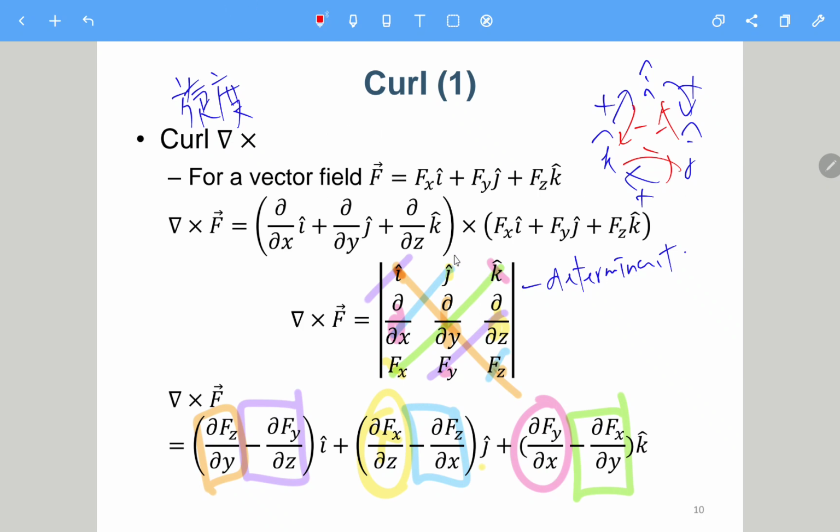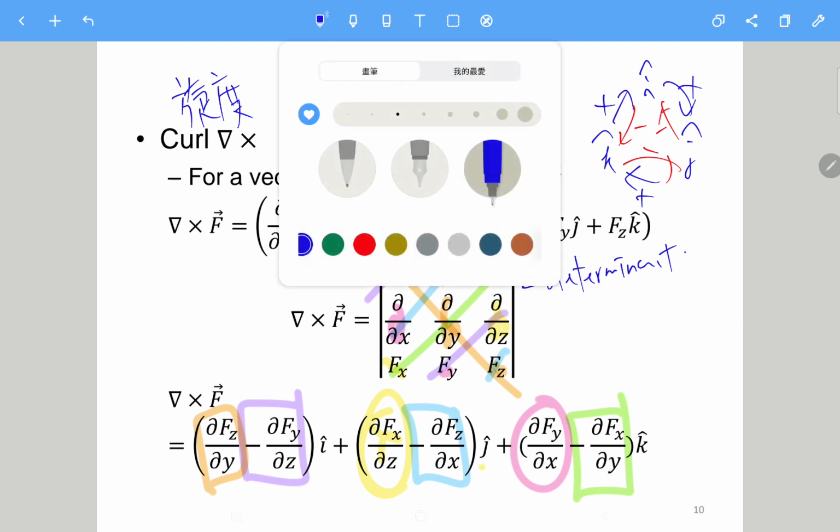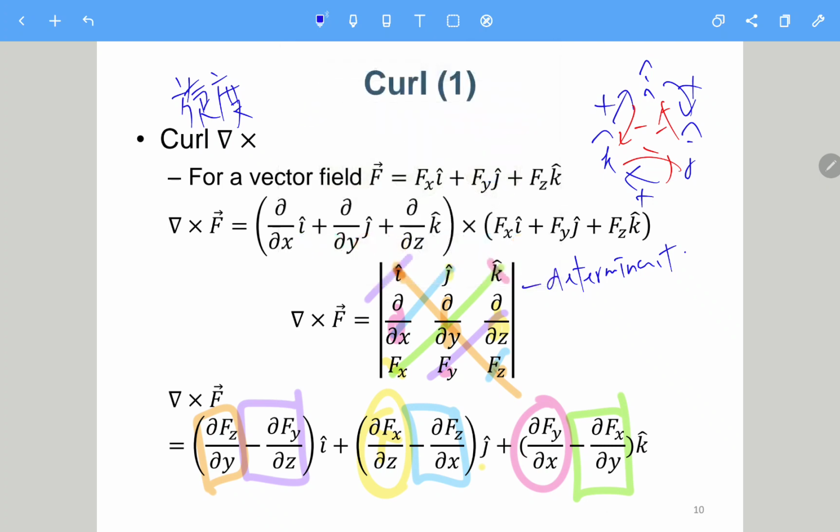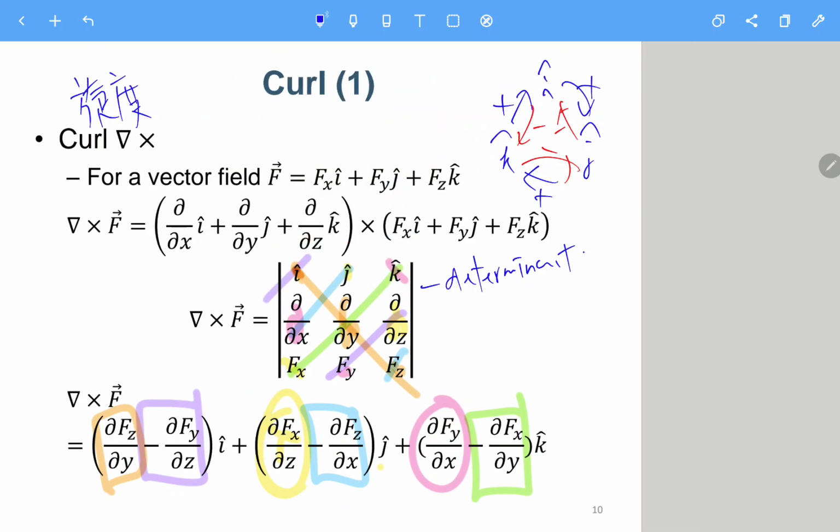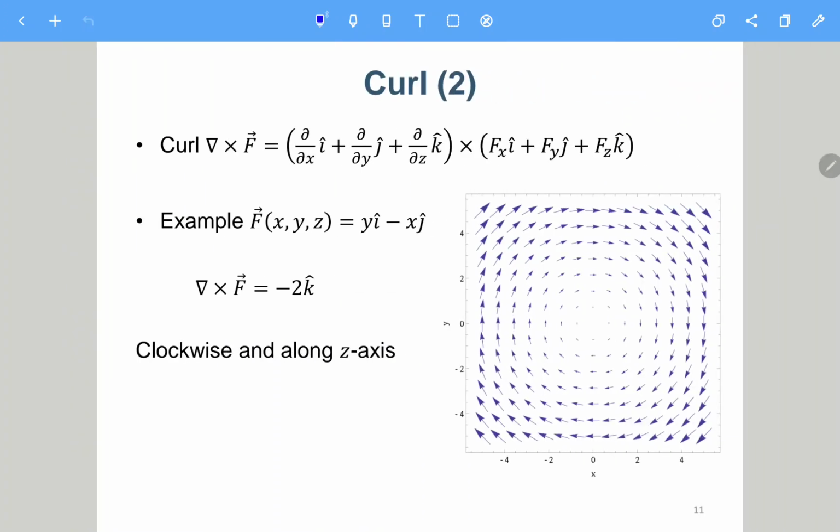And you can still check this one, or you can distribute, and then you will find 3 of the terms will be 0, 3 of the terms will be positive, 3 of the terms will be negative, which is actually the same as this one. Okay, so this is the curl calculation in Cartesian coordinates. Okay, so this is the geometric, the physical meaning of the curl.